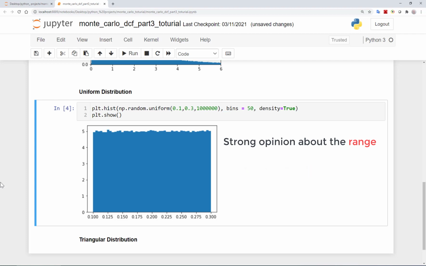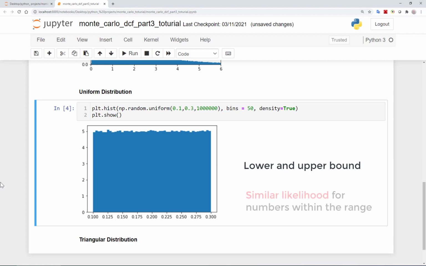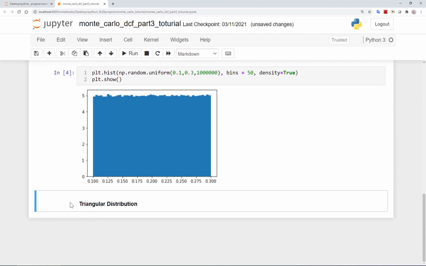Or it could be about the market share of the company in the future, and we may have a plausible range for the market share, and we may not have any strong opinion about which one is most likely, and they may be all as likely as the other numbers within the range. Okay, so you get the idea when we should use a uniform distribution. When there is a specific lower and upper bound for the variable and the likelihood of realizing numbers within the range is relatively similar. A third useful distribution is triangular distribution.